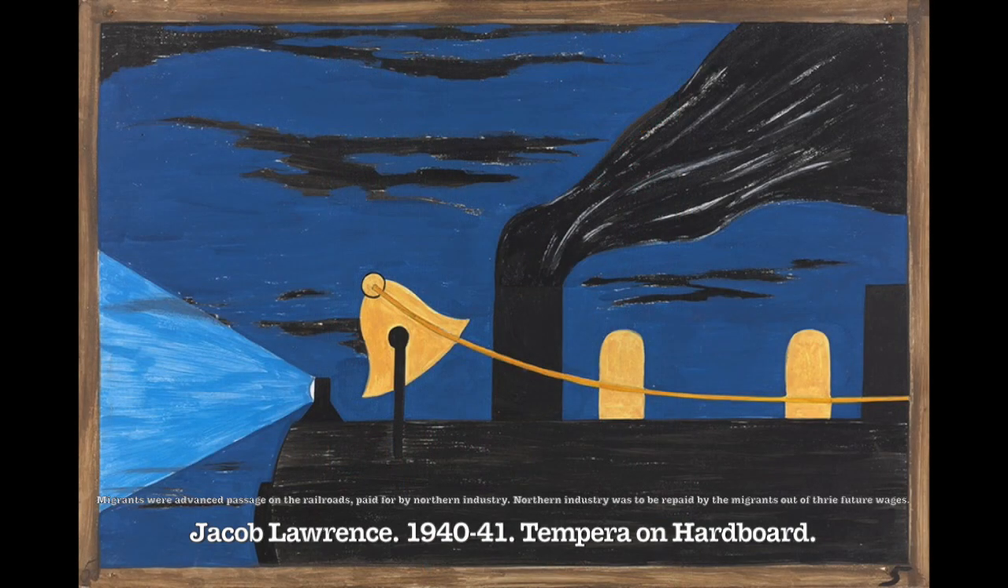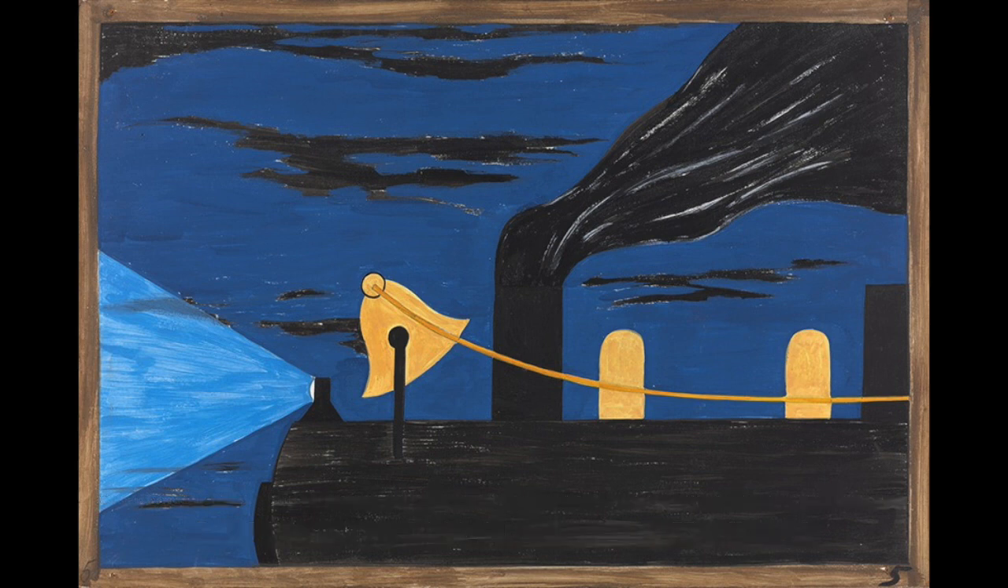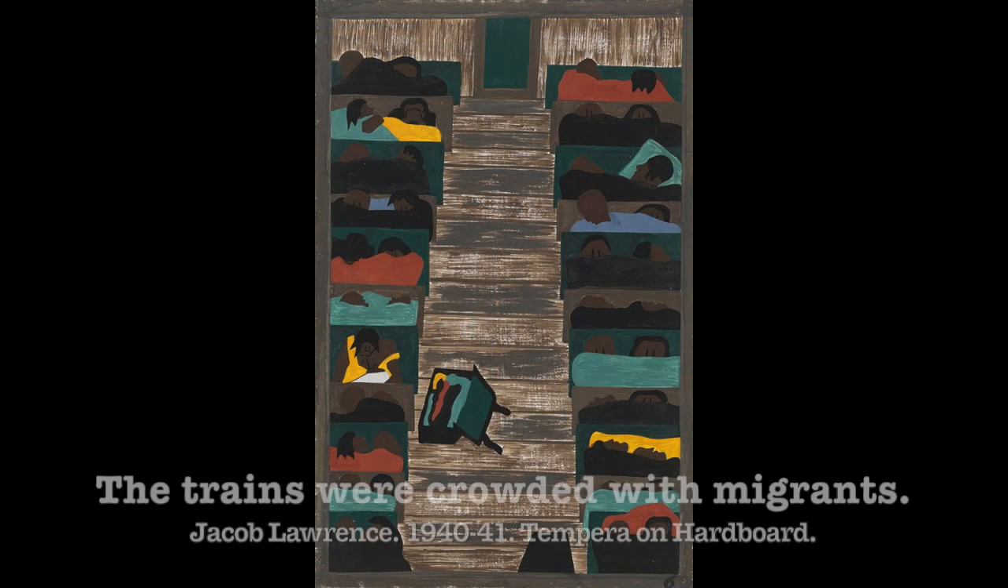Migrants were advanced passage on the railroads, paid for by northern industry. Northern industry was to be repaid by the migrants out of their future wages. Jacob Lawrence is using this train as a symbol of the various means that African Americans used to travel from the south to the north. The trains were crowded with migrants.